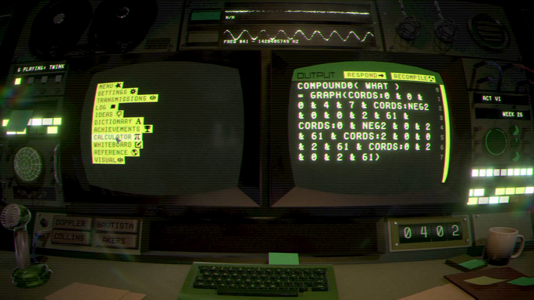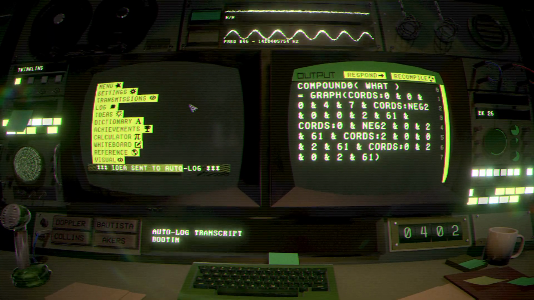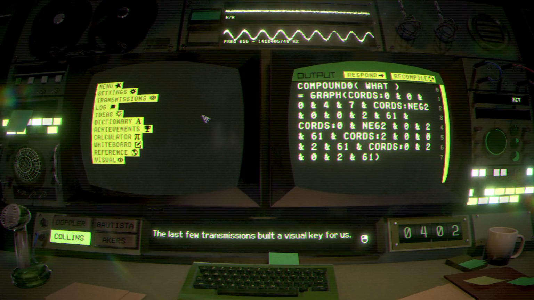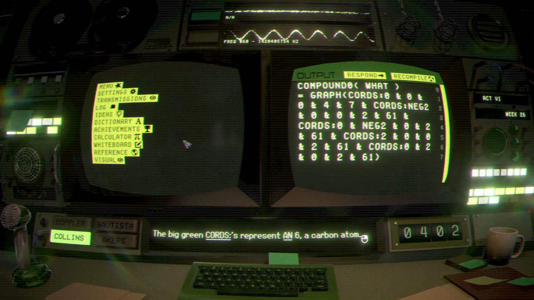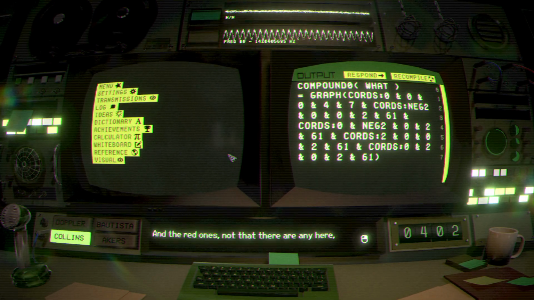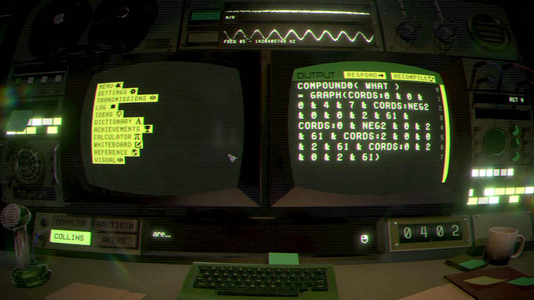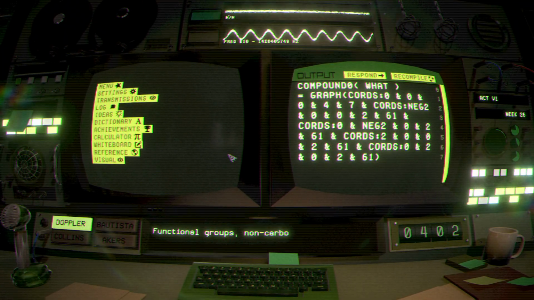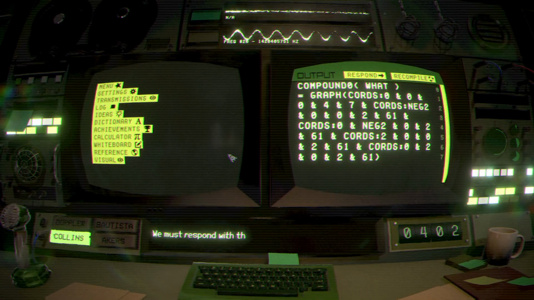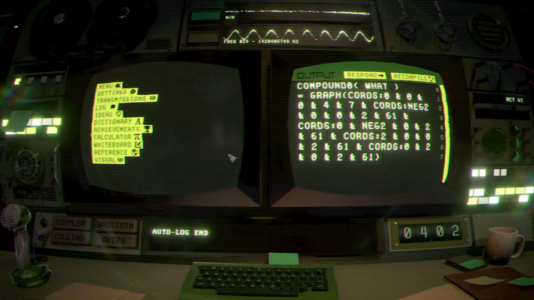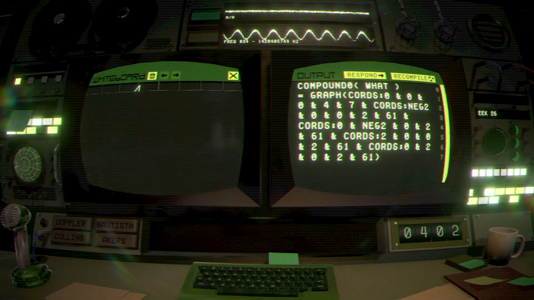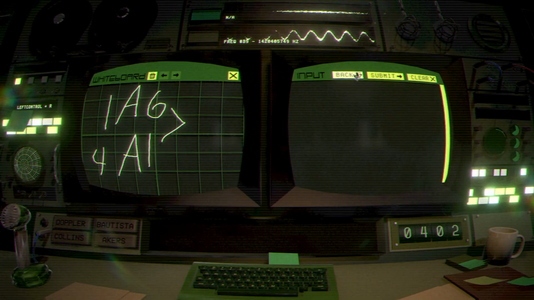Go to. Let's see what their idea is. The last few transmissions built the visual key for us. The big green coordinates represent AN6, a carbon atom. The little gray ones are AN1 hydrogen. Carbon, hydrogen, and red ones are everything else. Functional groups, non-carbon, non-hydrogen atoms. So Dr. Bees has to use their key. We must respond with a compound that's visualized using these atoms. I think I understand that, but I mean, is the answer just this? Let's try it.